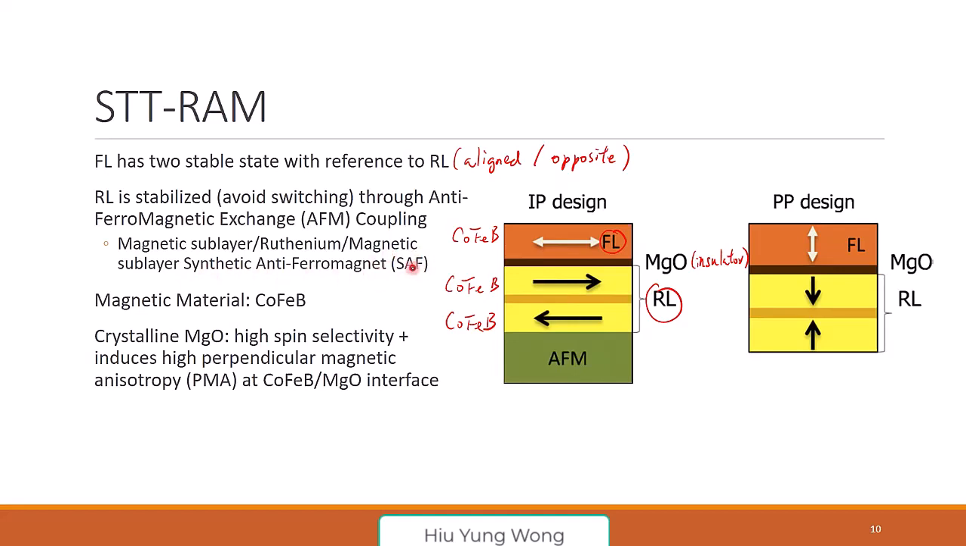This is one thing. Second thing is, if you can memorize, I'm not asking you to do it in the exam, but you know that the tunneling barrier is magnesium oxide, and cobalt, iron, boron are the magnetic materials. And then the third thing is that you can make the polarization laterally or make it vertical, right? It's up to you. You can align the magnet north-south laterally or vertical. So this is called in-plane design, IP.